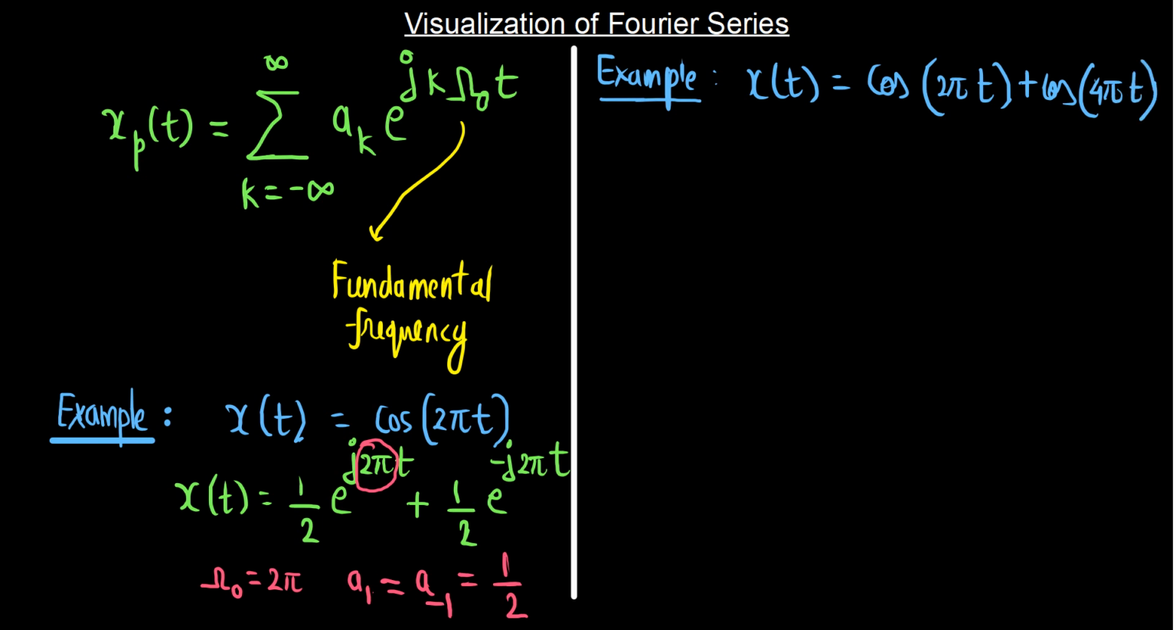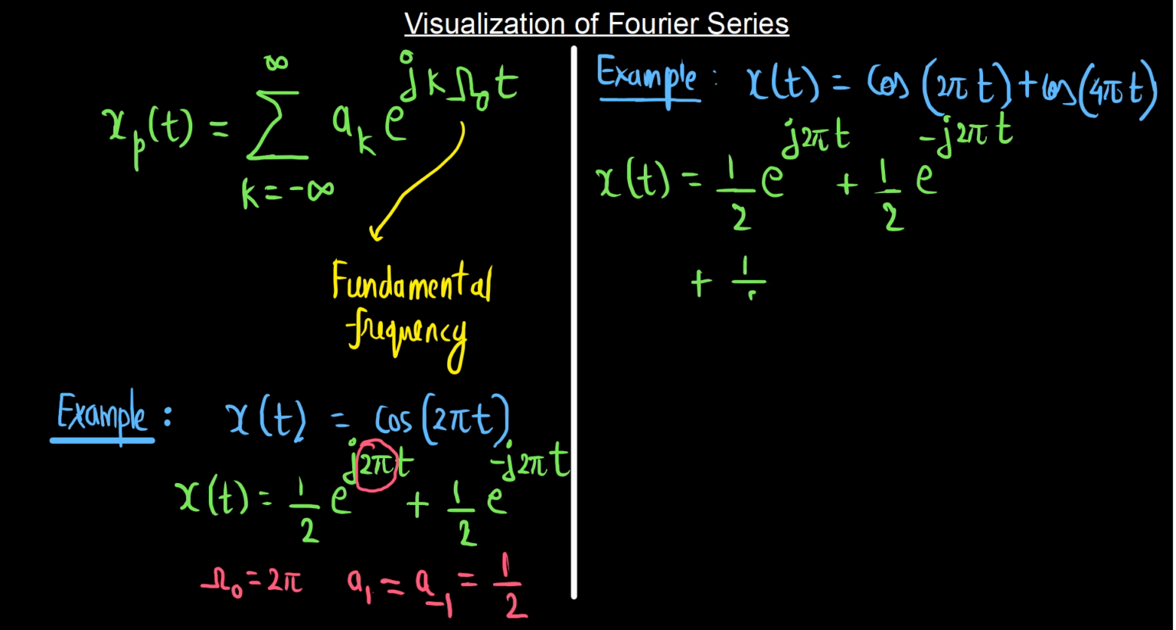Now again with a similar approach, we can see that x of t can be represented as half e to the power j 2 pi t plus half e to the power minus j 2 pi t. So these two terms refer to the first component, that is cos 2 pi t, plus the rest of the components, say half e to the power j 4 pi t plus half e to the power minus j 4 pi t.